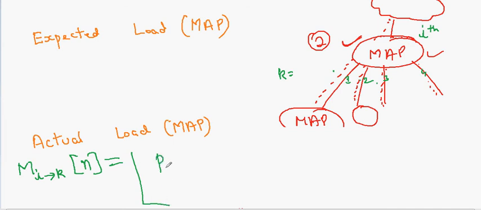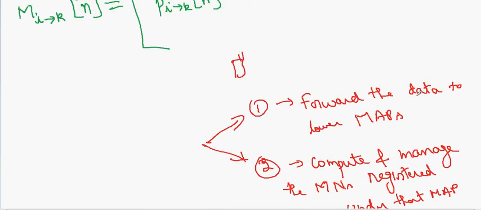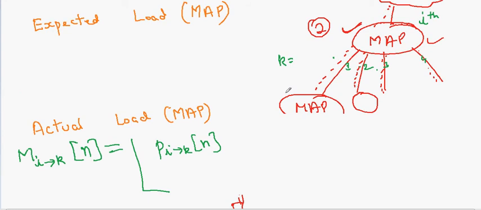P of i to k at n is nothing but the total number of packets that are forwarded by the ith map to its kth downstream node, as a mirror router. That is one of the goals that it had: forward the data to the lower maps in the ith map's kth downlink at n time.